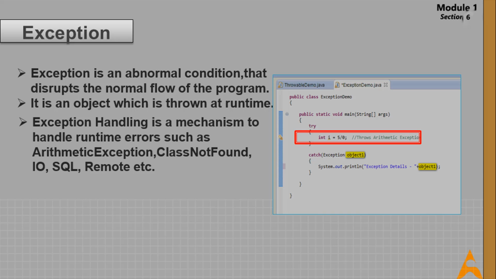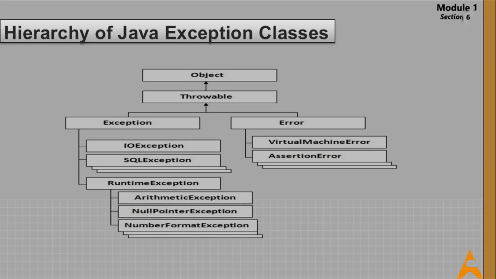You can see the example in the video where a number is divided by 0. Logically it is correct, but arithmetically it is incorrect. So it will generate an exception. We are going to discuss such situations and how to stop your program from terminating when an exception occurs. Let's discuss the hierarchy of the exception class.